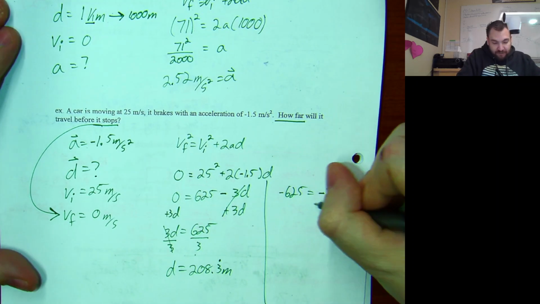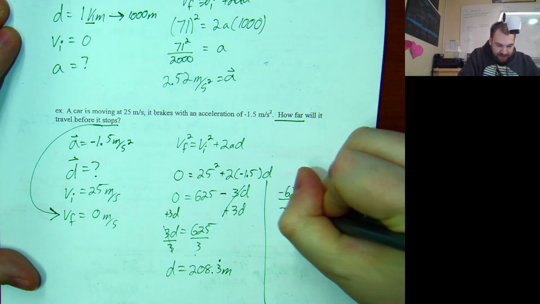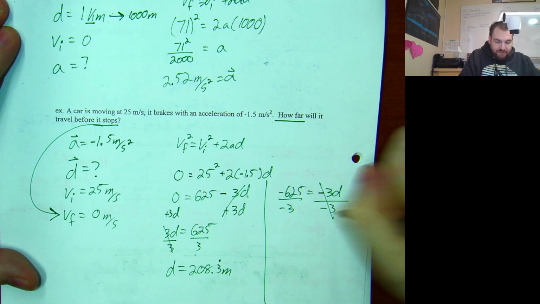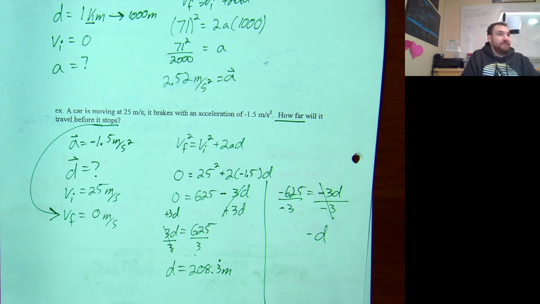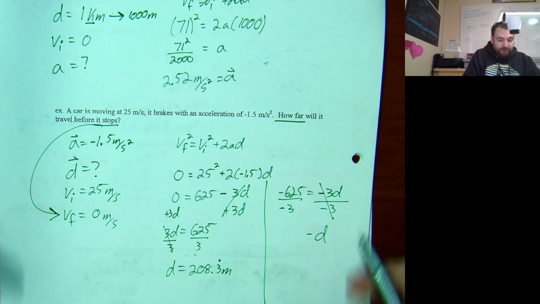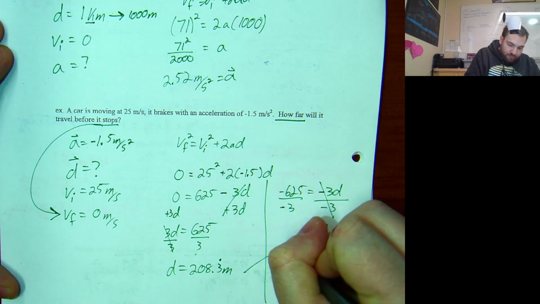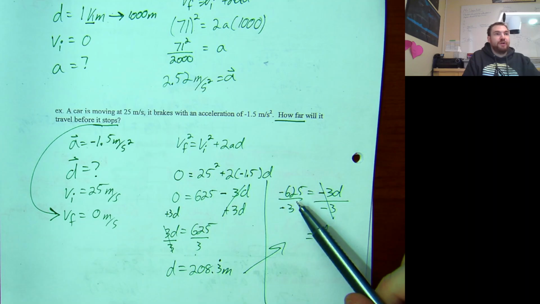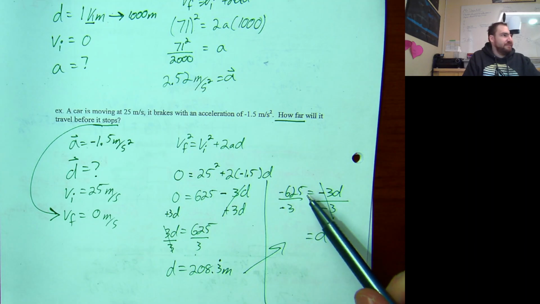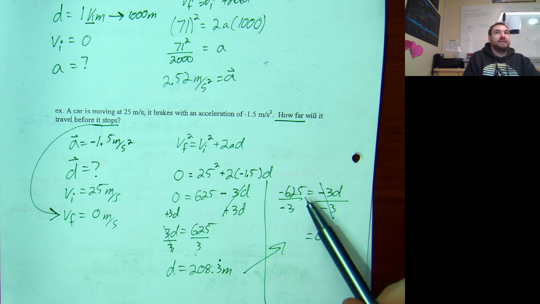So now I would divide by negative 3, I divide by negative 3. Here the negatives would cancel, leaving me with D, and a negative over a negative is a positive. So I'm just left with 625 over 3, which is the value I calculated before. You just got to be careful when you're dragging around minus signs, because those are prone to disappear.